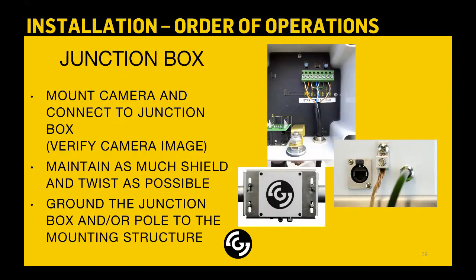Anytime that you begin untwisting the Cat5 cable, it's going to introduce more EMI and signal noise to the data lines. So again, make sure that you've got a good tight twist all the way up to the terminal block. And also you'll notice the ground lug on the bottom of the junction box. Just use a stranded number 10 ground wire and ground that to the infrastructure that you're mounting the camera on.